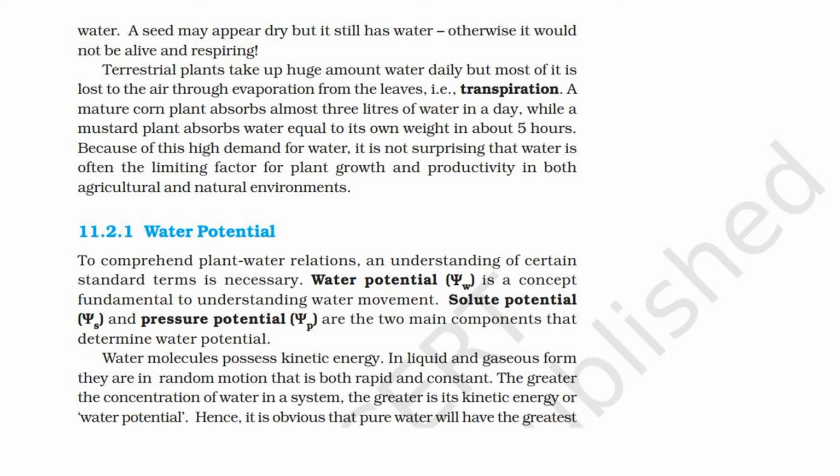Because of this high demand for water, it is not surprising that water is often the limiting factor for plant growth and productivity in both agricultural and natural environments. Water potential. To comprehend plant-water relations, an understanding of certain standard terms is necessary. Water potential, Psi-W, is a concept fundamental to understanding water movement. Solute potential, Psi-S, and pressure potential, Psi-P, are the 2 main components that determine water potential.